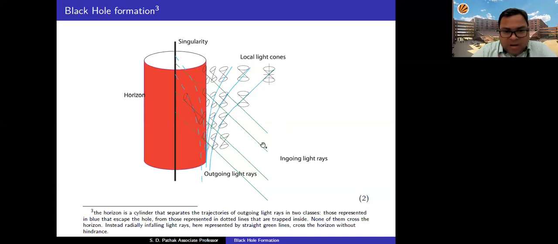As you can see, this green line is light going inwards, and this blue one is going outside, right? In the caption it is given: the horizon is a cylindrical surface separating two types of rays. The blue lines escape the black hole, and the dotted lines are trapped inside the event horizon. And the green lines are infalling light rays that cross the horizon without any hindrance, right? So this is a beautiful picture taken from Roger Penrose's work.